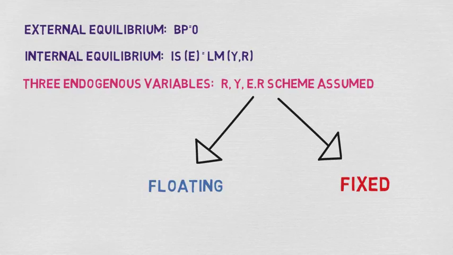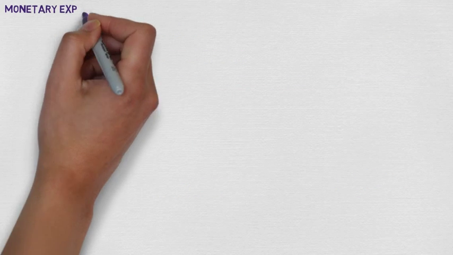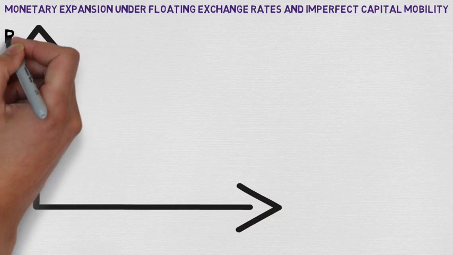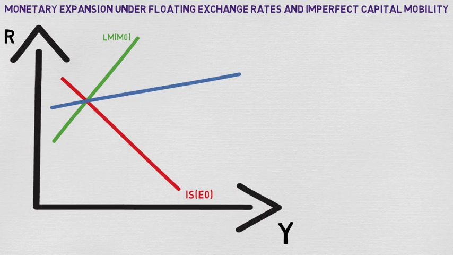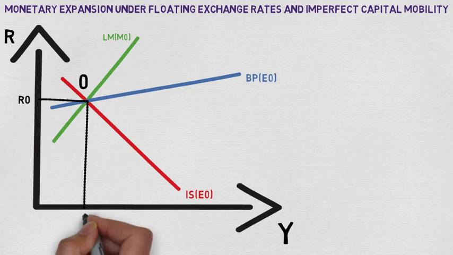So now that we've understood the basics of the model, let's look at analysing the effects of monetary and fiscal policies depending on the exchange rate regime and the degree of capital mobility. So what are the effects of a monetary expansion under floating exchange rates and imperfect capital mobility? We start at point 0, where the balance of payments is at BPE0, and assume that the current and capital accounts are both equal to 0. There is also equilibrium in the closed economy, since ISE0 is equal to LMM0.